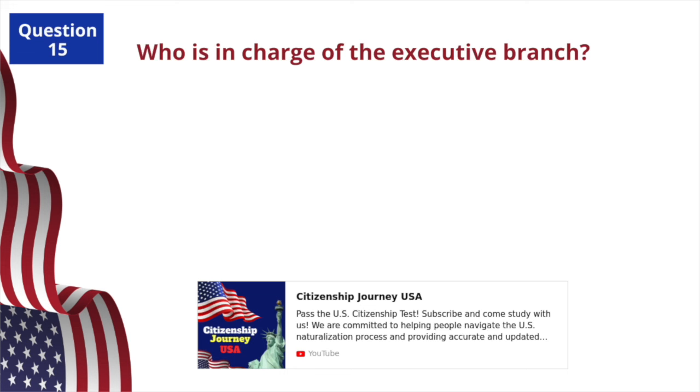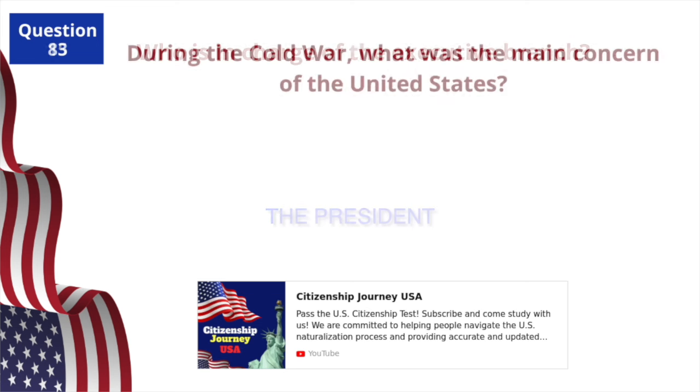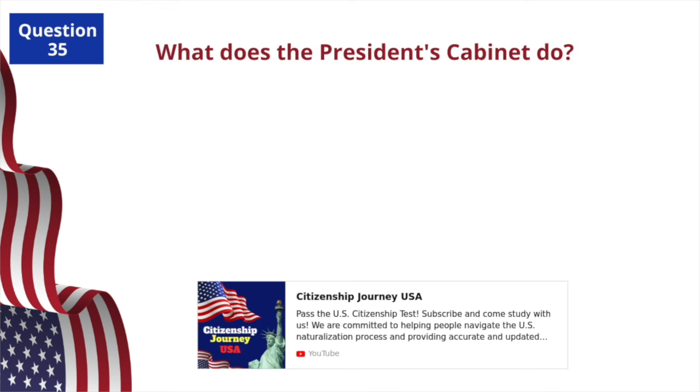Who is in charge of the executive branch? The president. During the Cold War, what was the main concern of the United States? Communism. What does the president's cabinet do? Advises the president.